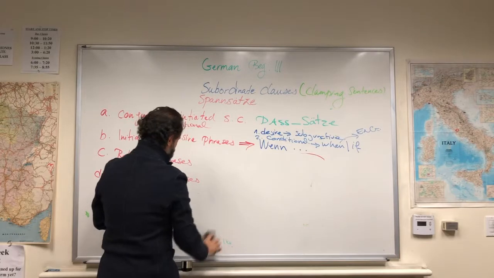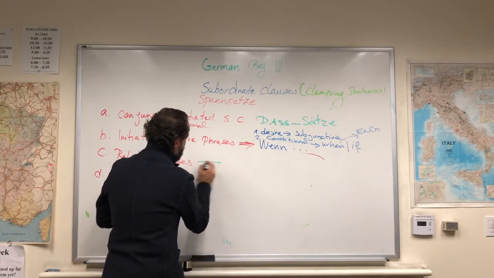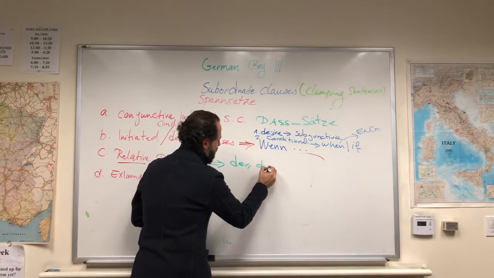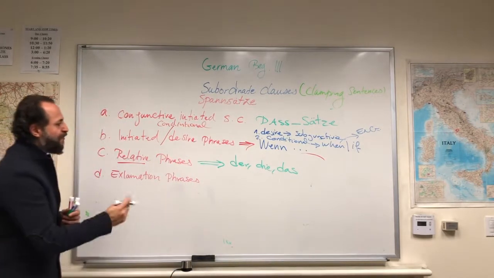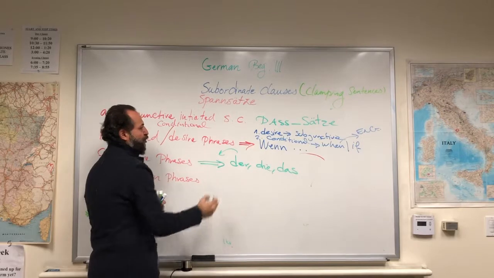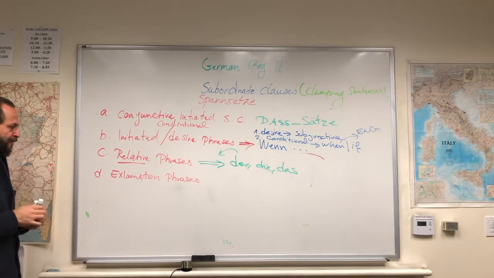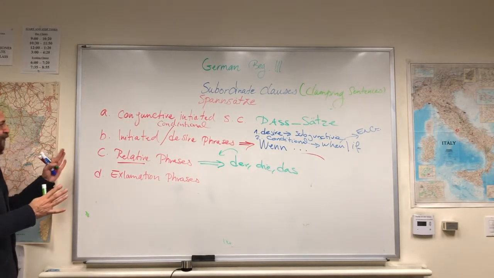Here, as an abbreviation, just as a memo pad, we can write phrases with der, die, das. It means all phrases that come after der, die, das, and they would reflect the gender, number, case of the previous word. Finally, we have the fourth category.